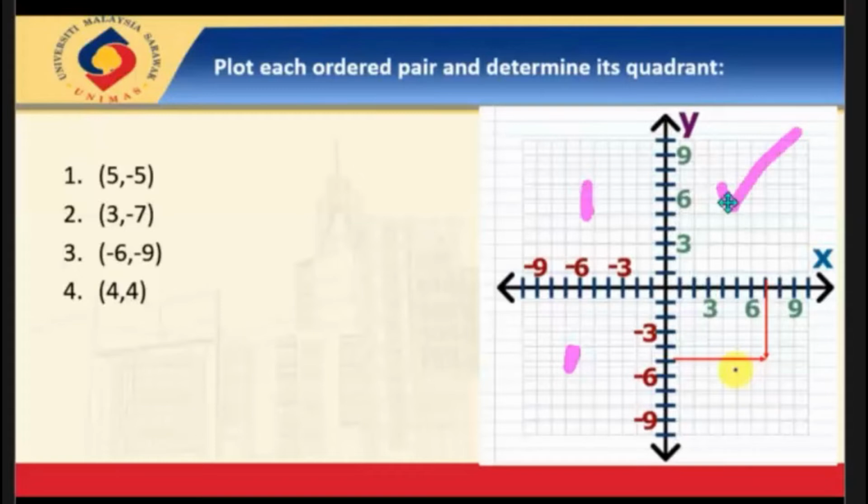Okay, no problem. Next one, 0 and 0. It falls where? It falls in the center, right? So which quad will it be? Can it be a neutral one? Yeah, very good. It doesn't fall in any quad because it's exactly in the center, and the center is not positive, not negative. Both values are 0, so it doesn't have any quad.